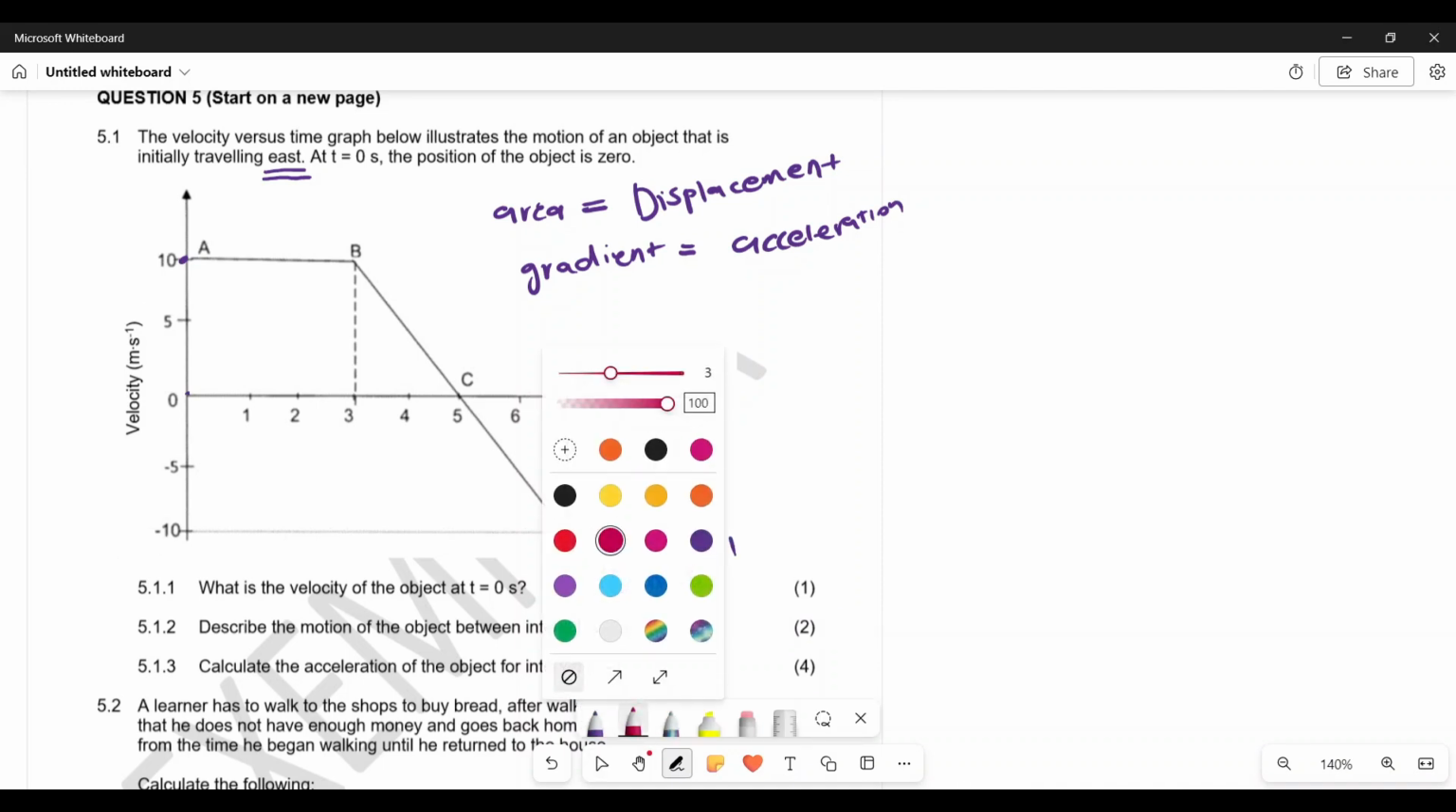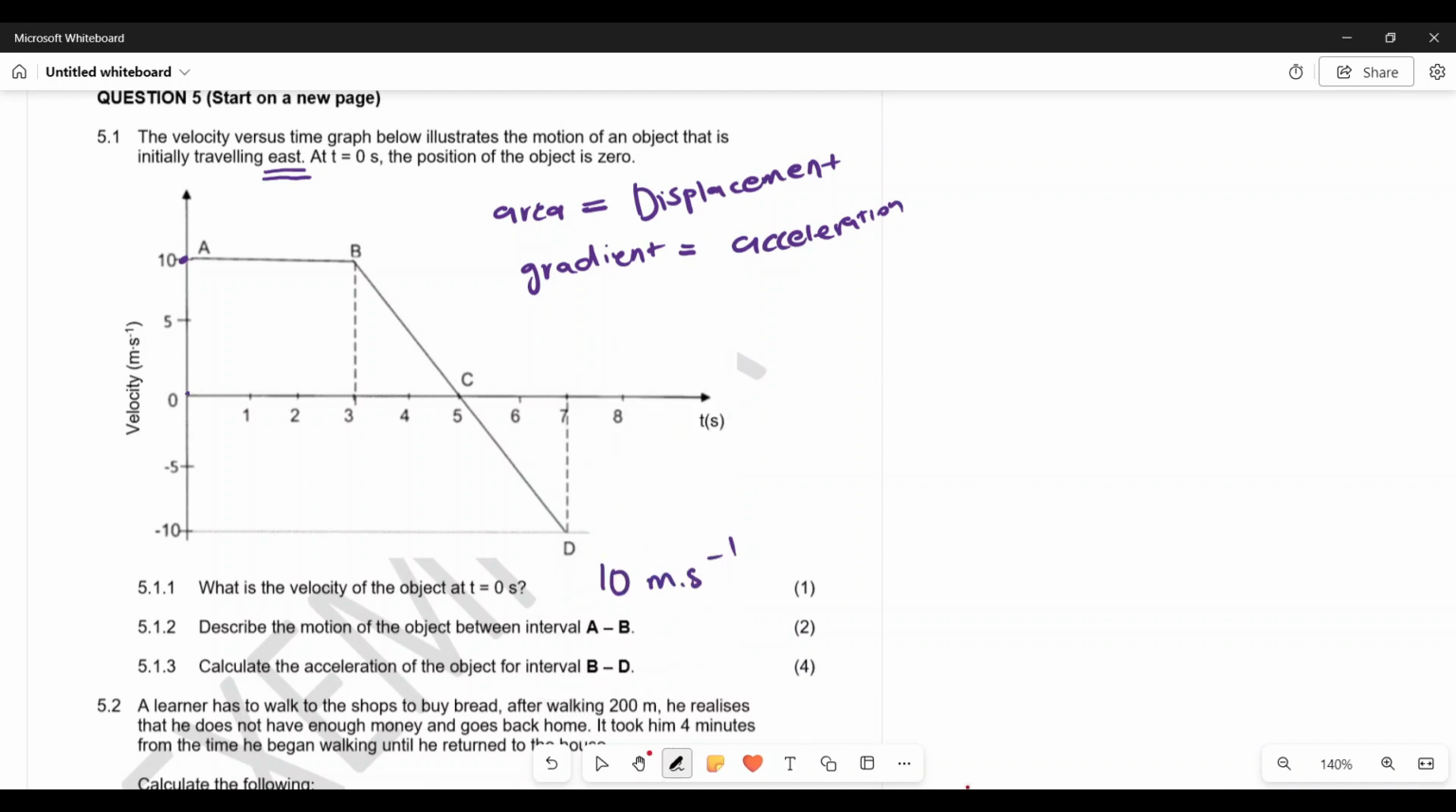Now, second question, describe the motion of an object between the interval A and B. Always whenever you have a velocity time graph, this question would always be asked, describing the motion between 2 intervals or 2 points. So when you're describing the motion, you need to make reference to two things. So you need to mention your velocity. What is the velocity, or what's happening to velocity between those 2 points they're asking you about? And lastly, you need to make reference to your acceleration. So this is the approach you're going to use every time they ask you to describe motion between 2 points.